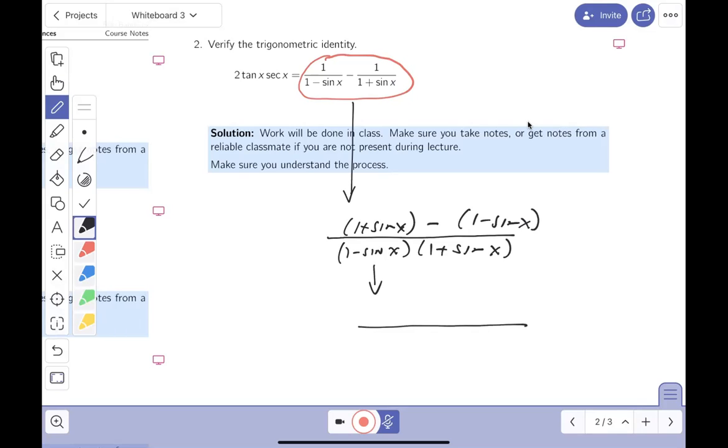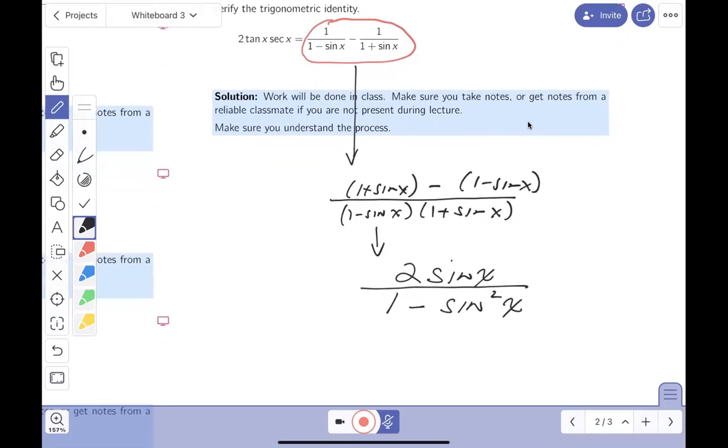So what do you get on top? Let's see. You get 1 minus 1 is none. Sine x minus a minus sine x is 2 sine x. Again, it still doesn't look anything like the other side, except for the 2. Now, what do you get on bottom? If you multiply that out, what would you get? You would get 1 minus sine squared x. Still does not look like the other side.